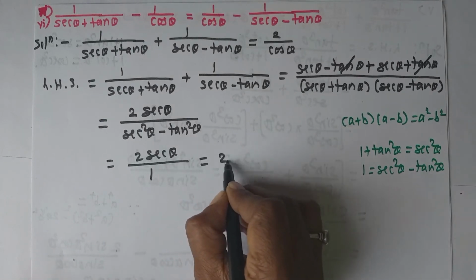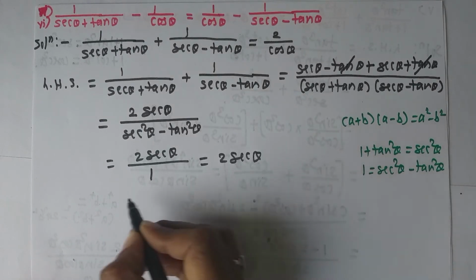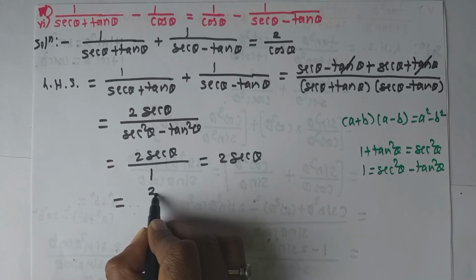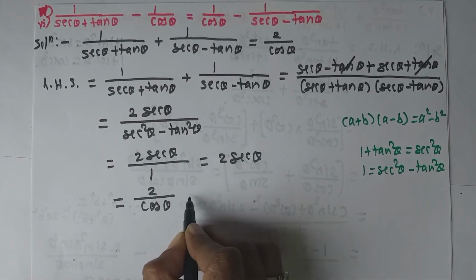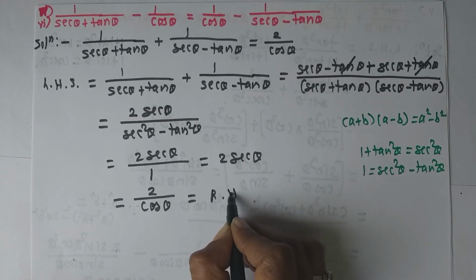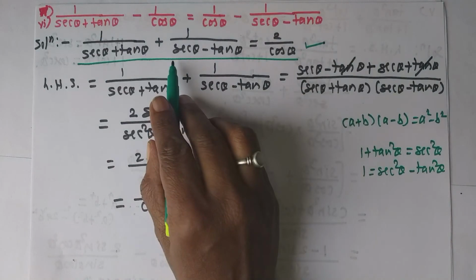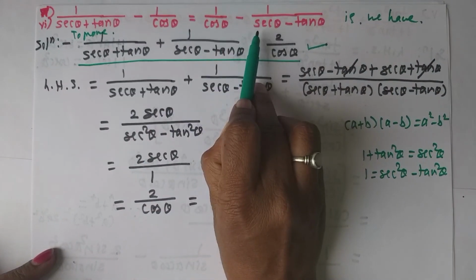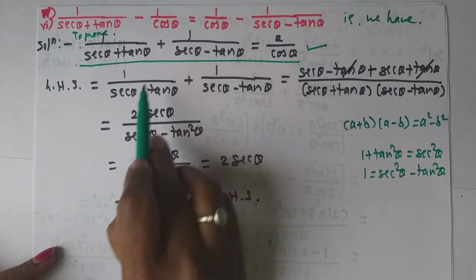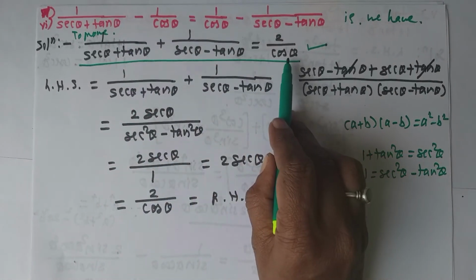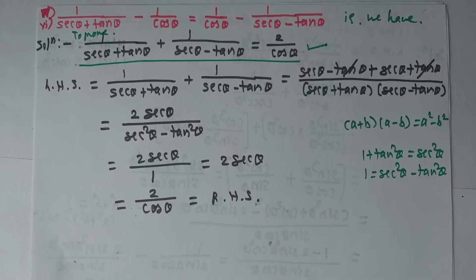Then this is simply 2 secθ. Now secθ is the reciprocal of cosθ, therefore this is nothing but 2 divided by cosθ, and this is equal to the right hand side. In this way you have proved this left hand side equal to right hand side. I have taken here the left hand side and proved this is equal to the right hand side. Okay, let's see the next problem.